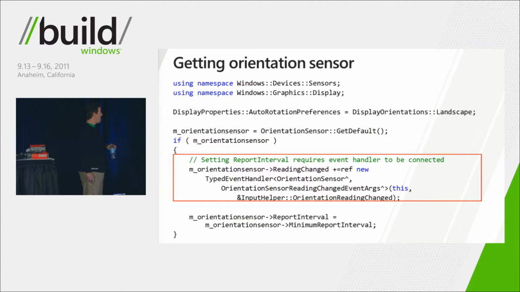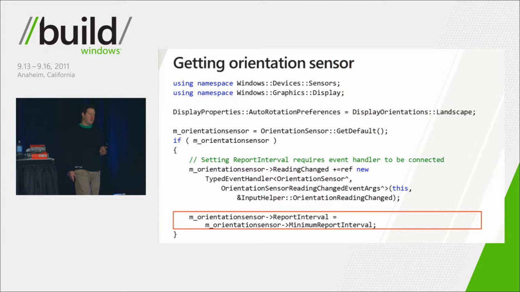This is how you hook up an event object. We saw that earlier. In this case, I'm hooking up the reading changed event off of the orientation sensor. The reading changed event corresponds to essentially whenever an actual reading is sent back from the hardware. In my code, I'm actually not even using this. I'm hooking up the event handler because in the developer preview, you can't change the report interval unless you have an event handler hooked up. So I'm just setting that in order to be able to change the report interval.